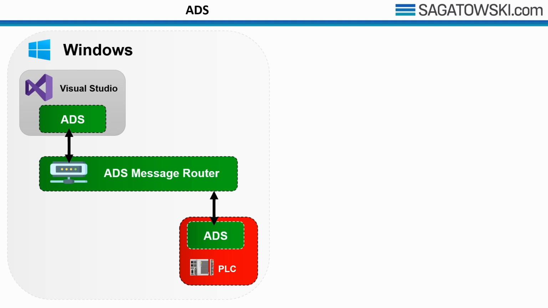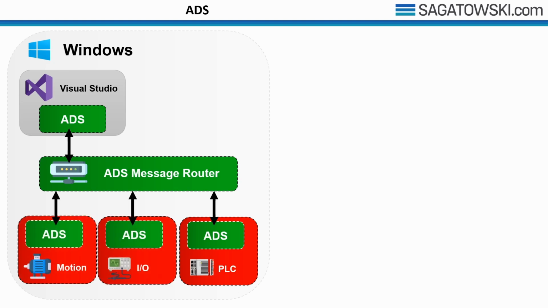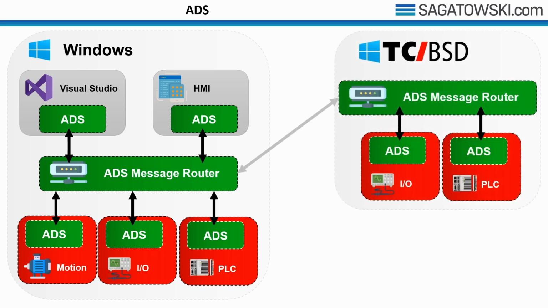But it's not only the PLC part of the TwinCAT runtime that is accessible through ADS. Many other services, such as the motion and I/O part of TwinCAT, are also accessible through ADS. In the same way, we can have many other clients connected to the same ADS services at the same time, such as an HMI or operator panel. Through ADS, it's not only possible to communicate with the local TwinCAT runtime, but also possible to talk to different ADS services on other TwinCAT devices. Note that a message router is not strictly required on the client side when communicating with a TwinCAT device, as we will discuss and see in the practical part.